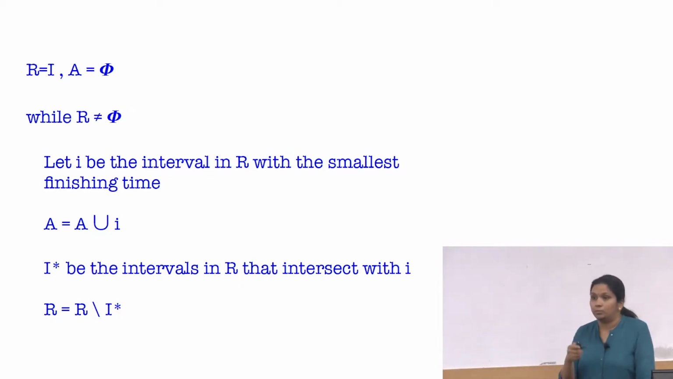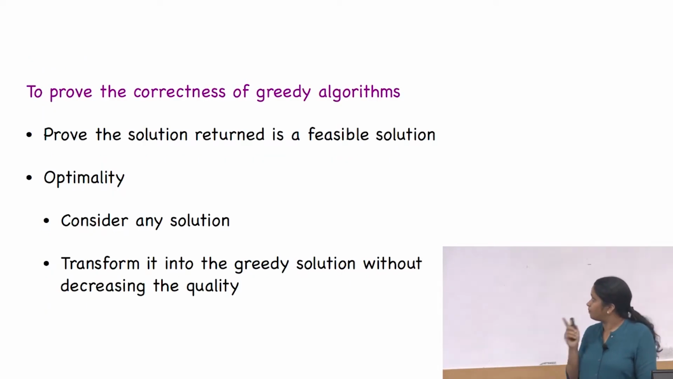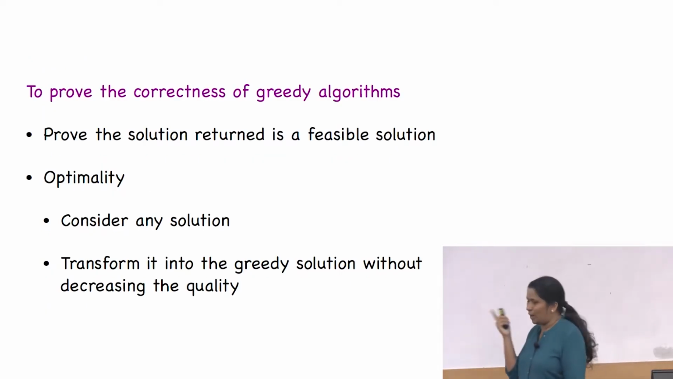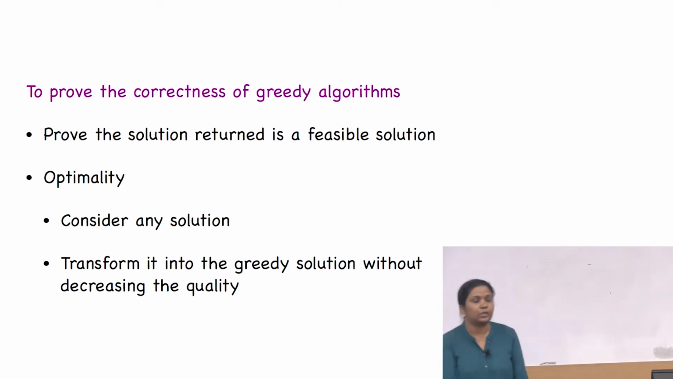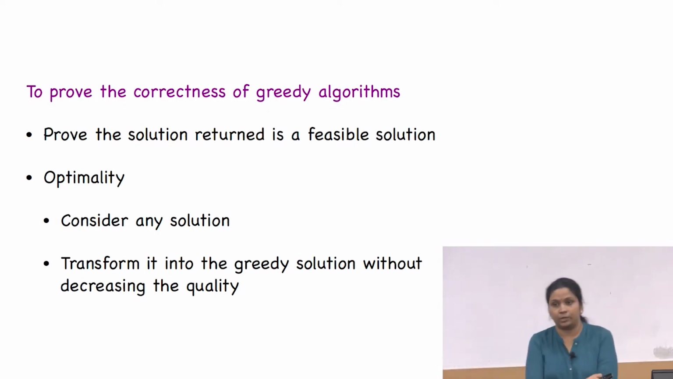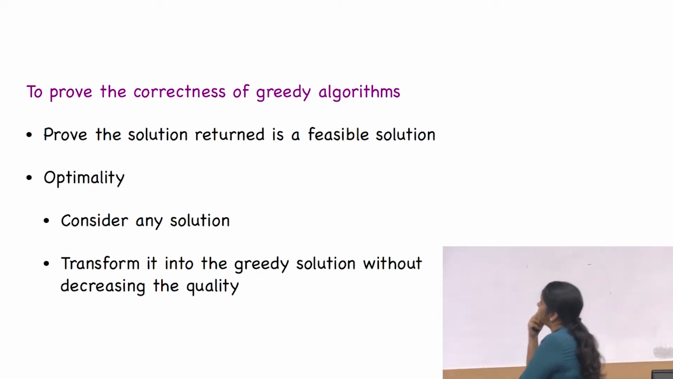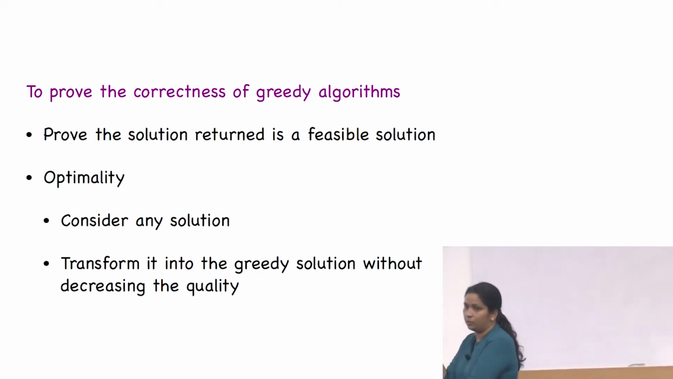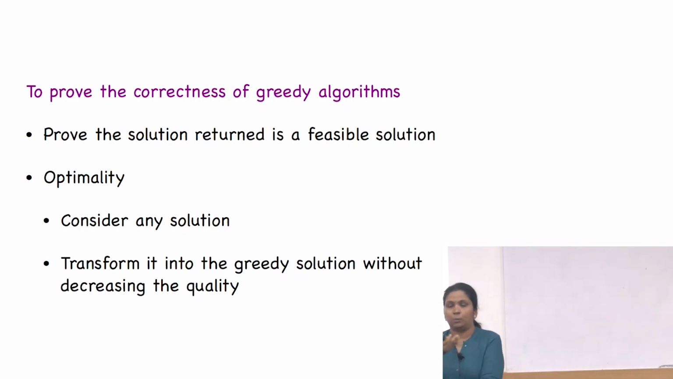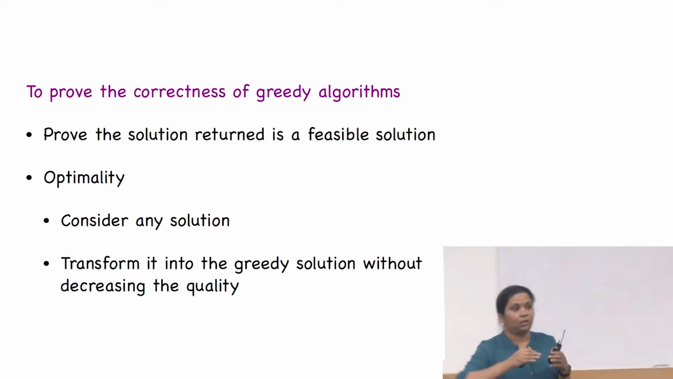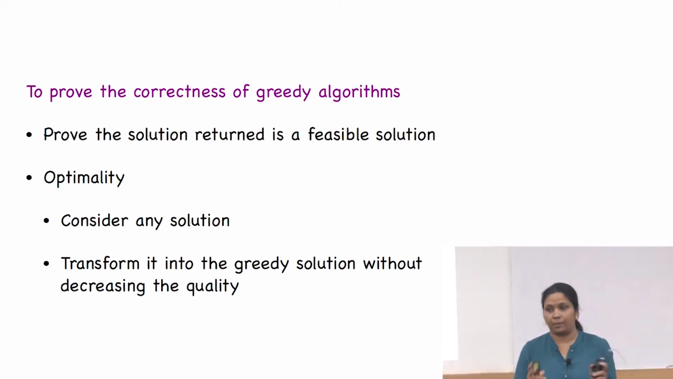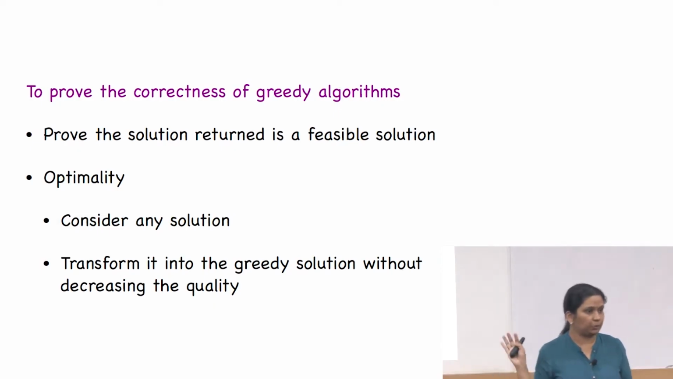Okay. So now the correctness. One way to prove the correctness of greedy algorithms is this. Of course, there are others. First step is to prove the solution is a feasible solution. What do I mean by a feasible solution? In this case, the feasible solution is a family of intervals that are pairwise non-intersecting, or that are independent. First prove that.